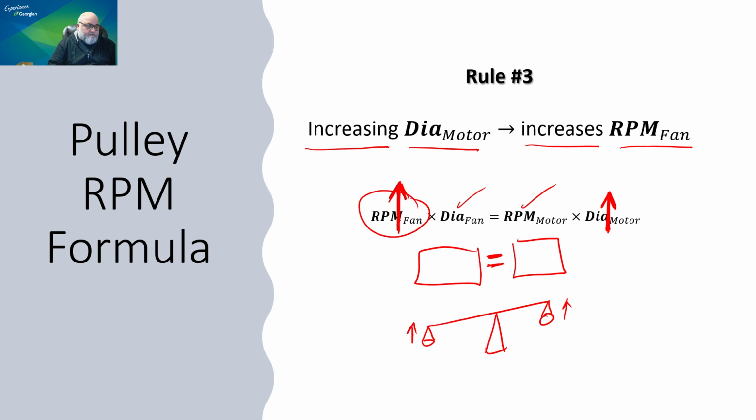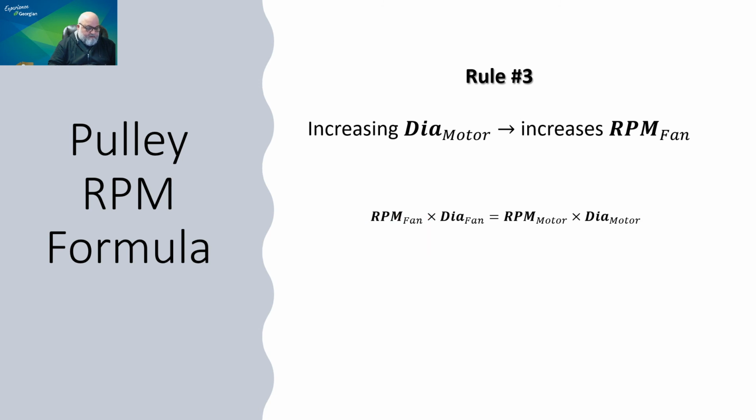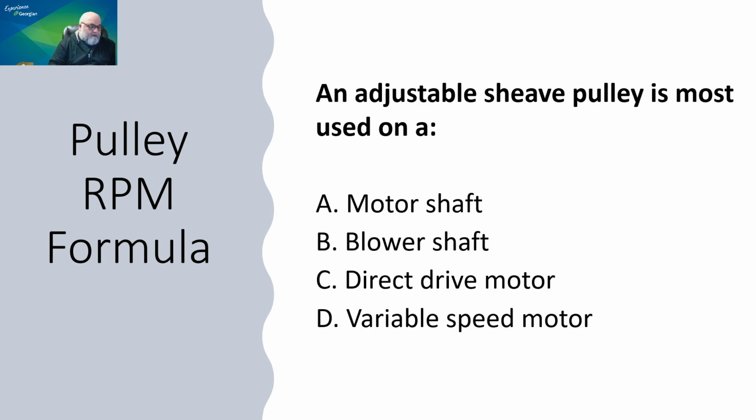So let's start with questions. I'm going to ask you a question, and this is repeated. That's fine. Here's the first question. An adjustable sheave pulley is mostly used on A, B, C, or D. Please stop the video and answer this question.